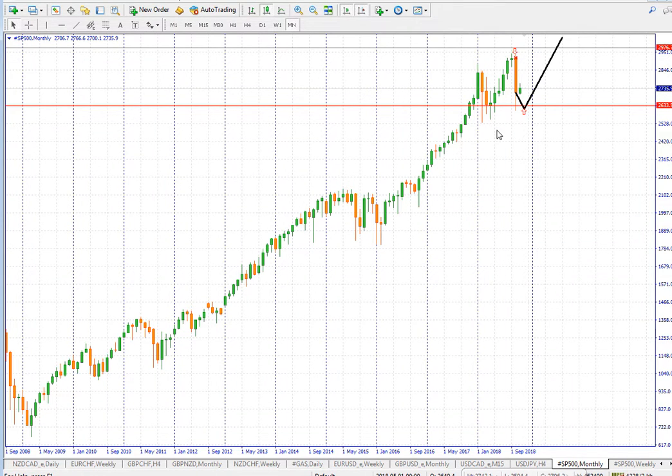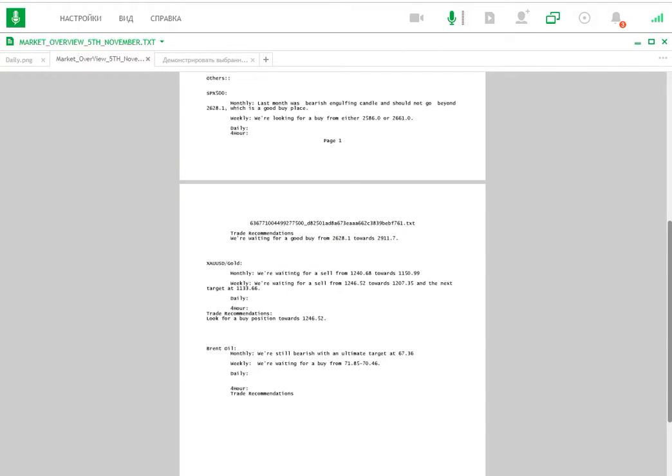So what this means is simple: if you are looking for a trade at the moment, you had better be looking for a sell towards 2633.5, which is also a very good buy place towards 2976.7. So that is something we need to write down.